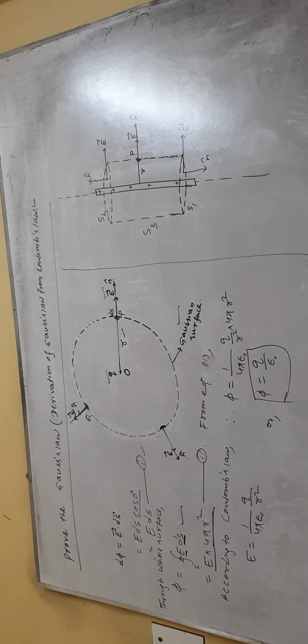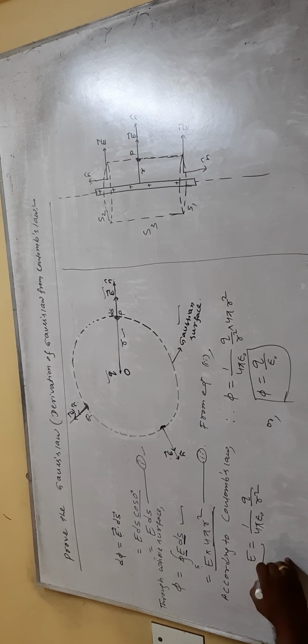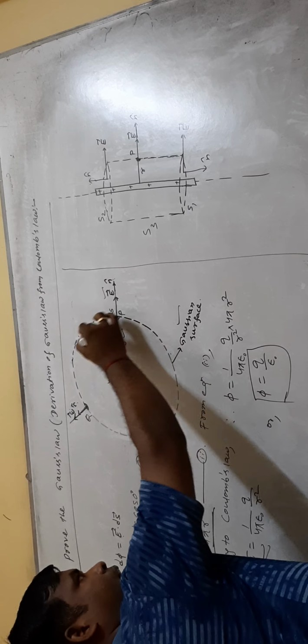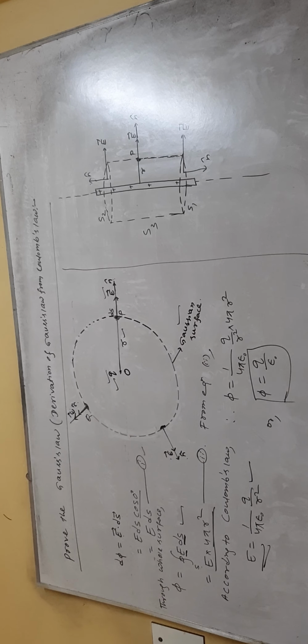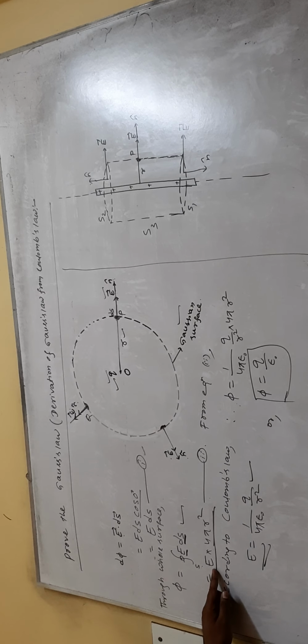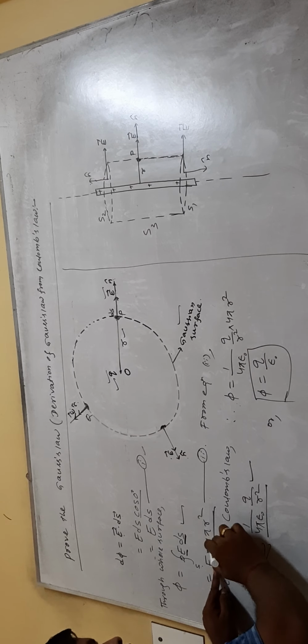According to Coulomb's law, electric field due to point charge E is equal to 1 by 4 pi epsilon 0 q by r square. It is the electric field at the point P due to this point charge. Not only at this point P, at every point of the sphere, the electric field due to this point charge Q is equal to 1 by 4 pi epsilon 0 q by r square. So from equation 2, in LHS you have phi, and in the RHS, in place of E you write 1 by 4 pi epsilon 0 q by r square into 4 pi r square.